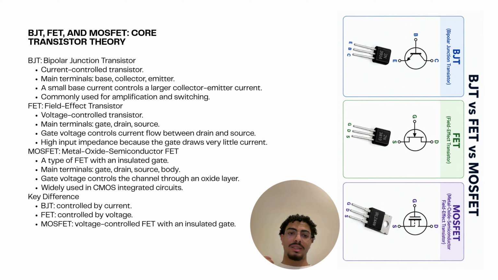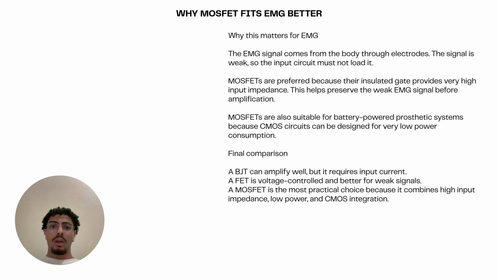The MOSFET is especially important because its insulated gate gives it very high input impedance and makes it suitable for modern integrated circuits. So why does the MOSFET fit better for EMG signal conditioning? For EMG signal conditioning, the signal input comes from the body through surface electrodes. Since this signal is weak, the input circuit must not draw too much current from it or load the signal.